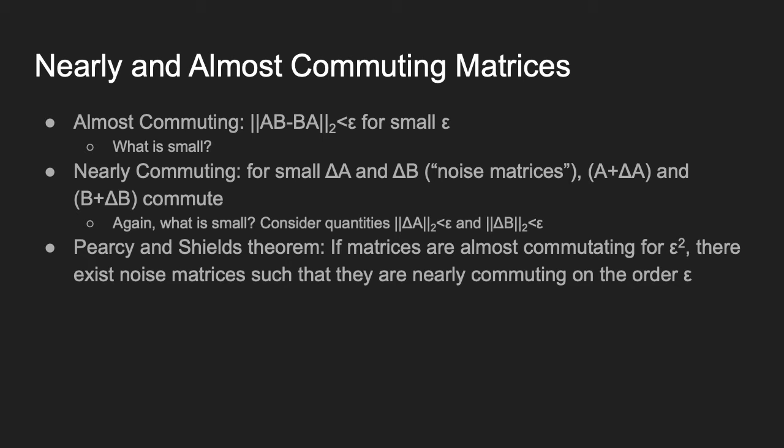Pearcy and Shields, in a 1979 paper, write this theorem linking nearly and almost commuting matrices. If two matrices are almost commuting for epsilon squared, there exist noise matrices such that they are nearly commuting on the order of epsilon.